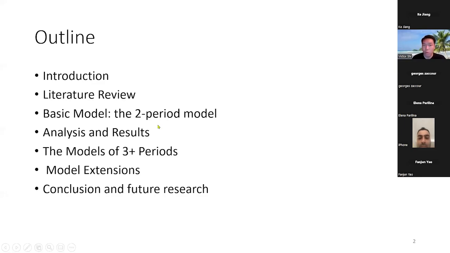From the analysis and results from the two-period model. And after that, I'm going to talk about the models of 3 periods or more, and then some other extensions to the model. And then finally, we will have conclusion and the future research.